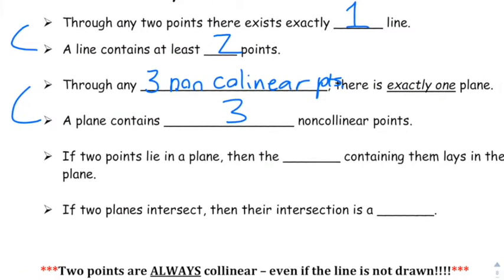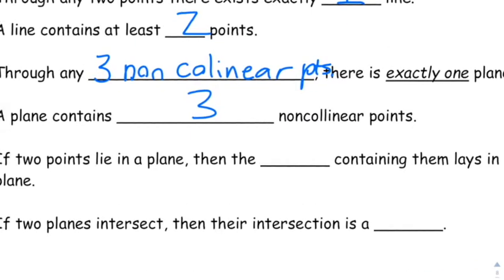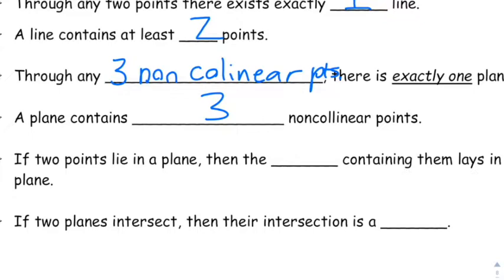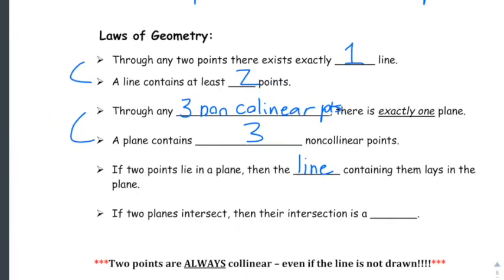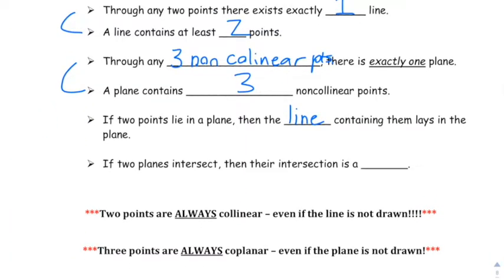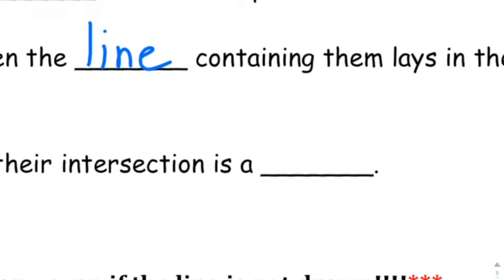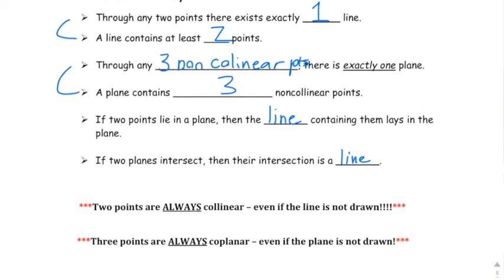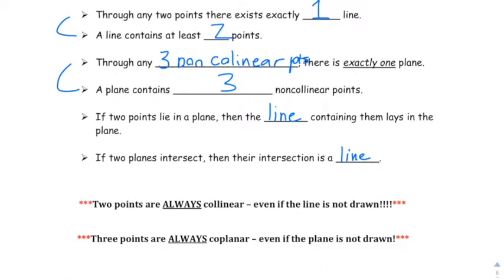Alright, this one's a little different. If 2 points lie in a plane, then the blank containing them lays in the plane. So if 2 points lie in a plane, then the line containing them also lays in the same plane. Okay. If 2 planes intersect, then their intersection is a line. Okay, and then we actually draw out examples of that. There's another intersection one. I don't know if it comes up, but if you have 2 lines intersect, they intersect at a point.